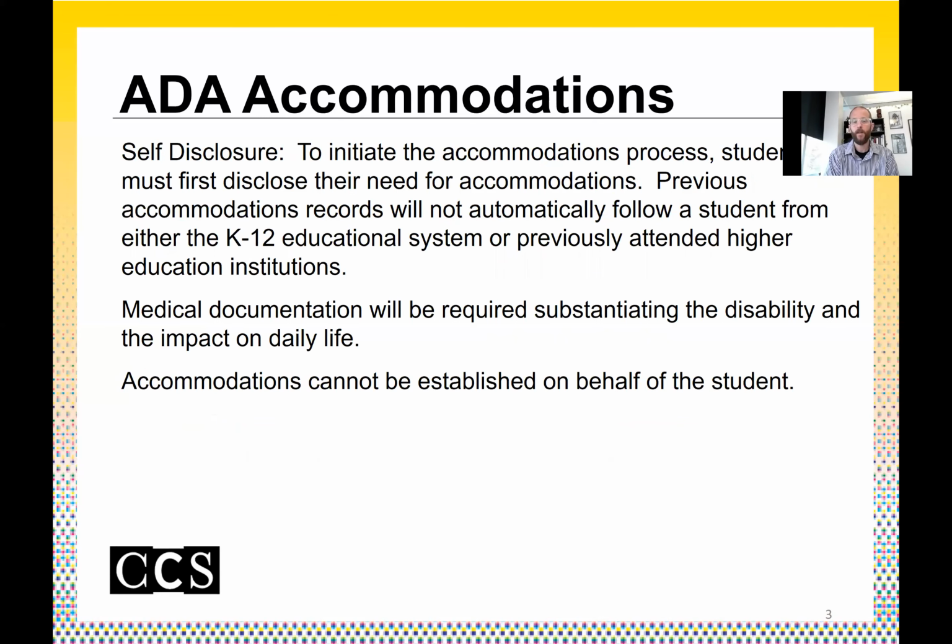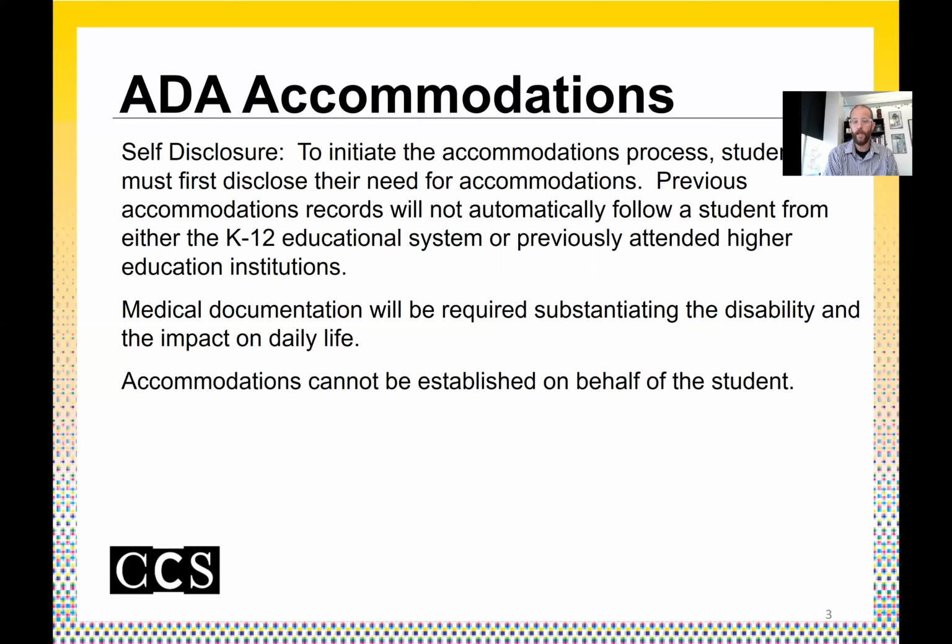To initiate accommodations, the student must first disclose their need for those accommodations. The previous case files from either the K through 12 educational system or from a previously attended higher education institution will not automatically follow a student to CCS and be automatically put in place. A student will have to reach out to myself directly to initiate the accommodations process, provide that documentation, and ultimately do a follow-up meeting to discuss what accommodations are needed.